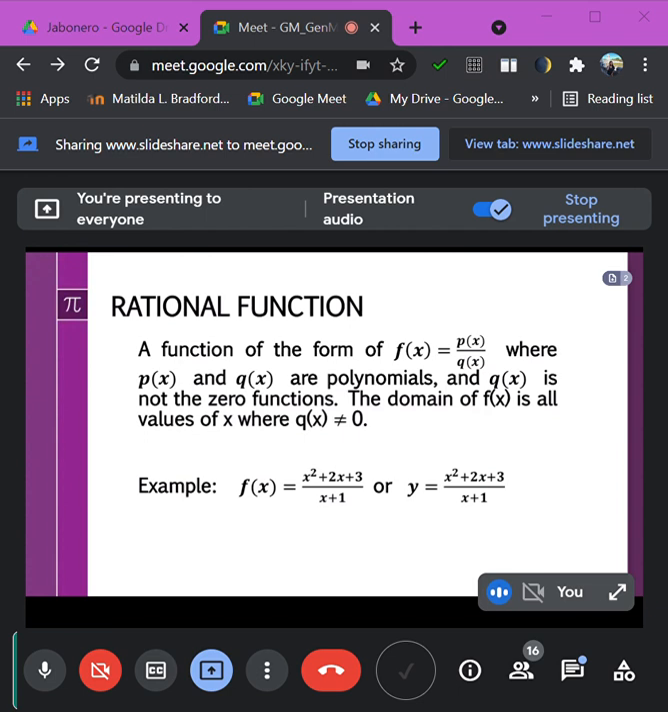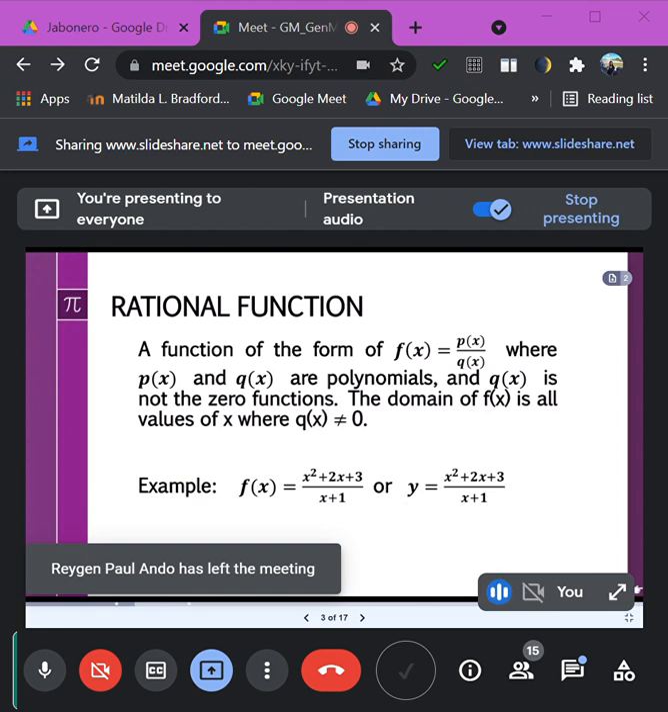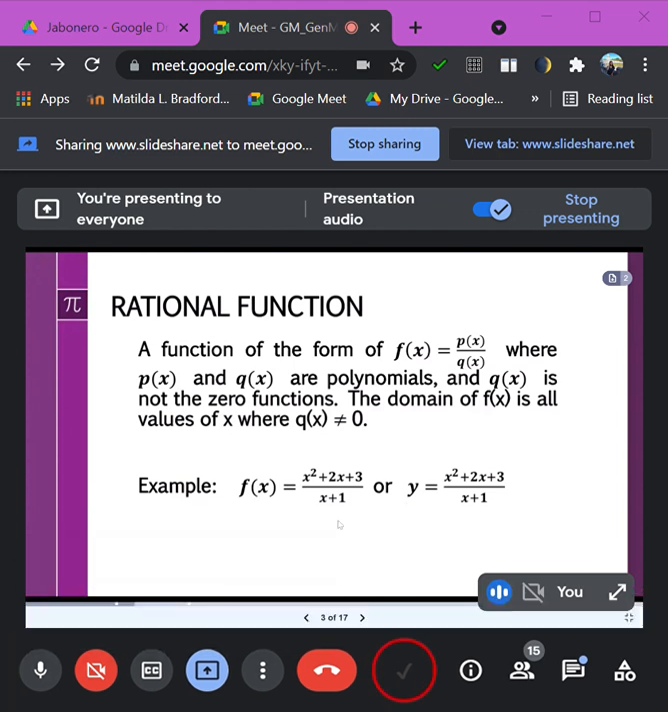Dili siya pwede ma-undefined. So, as you can see on the example below, we have there p of x is equals to x squared plus 2x plus 3 over x plus 1. Or it could be written as well with y is equals to x squared plus 2x plus 3 over x plus 1. F of x is also equivalent to y. Okay? And then kung naka-value sa x, you're just going to substitute that one. Pero dapat ang imuhang denominator should not be equal to 0. Okay, so that is for our rational function.